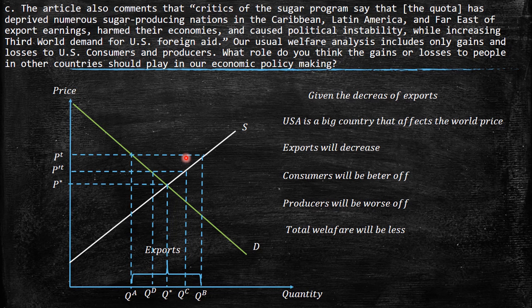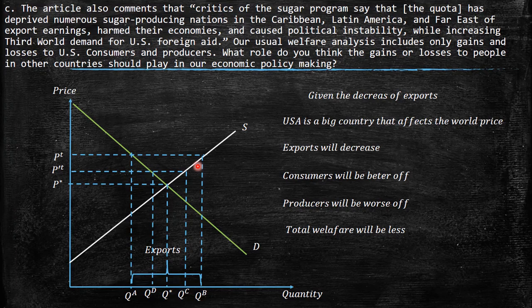So there are two effects here. Consumers in the Caribbean, Latin America, and Far East are harmed because they have to pay more. And on the other side, producers can even supply more, but they cannot get export earnings. They cannot export these because of the limited quantity of the US.